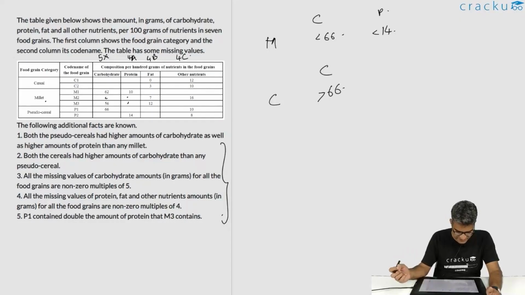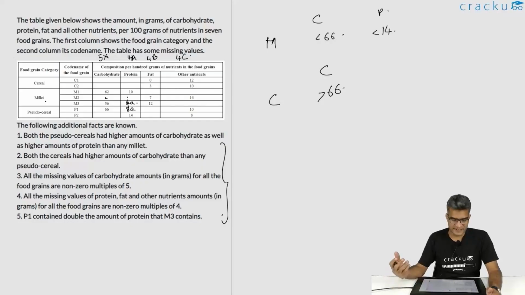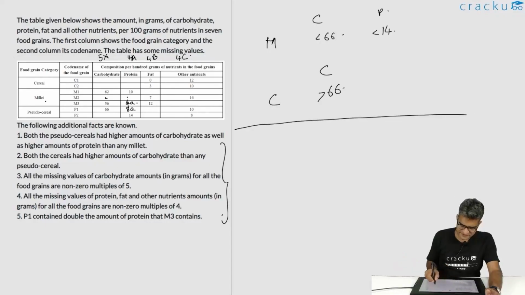P1 contained double the amount of protein that M3 contained. So if P1 is over here, this will be a multiple of 4. So let us assume that this is 8a, this will be 4a. Why is that the case? Because we know that the protein that is contained in millet 3 is of the form 4a. Therefore, the protein that is contained in P1 is 8a. With this information, we will try to calculate the values of the numbers. And one of the big pieces of information that we have is that all of them are multiples of 5 as well as multiples of 4. We'll use that.